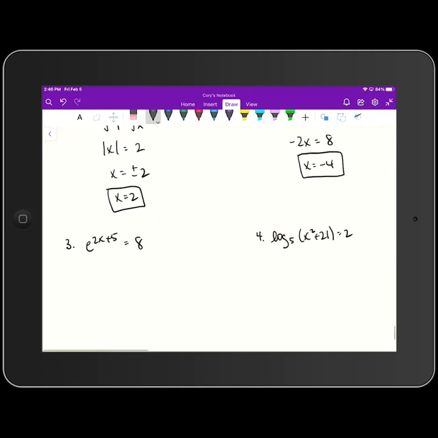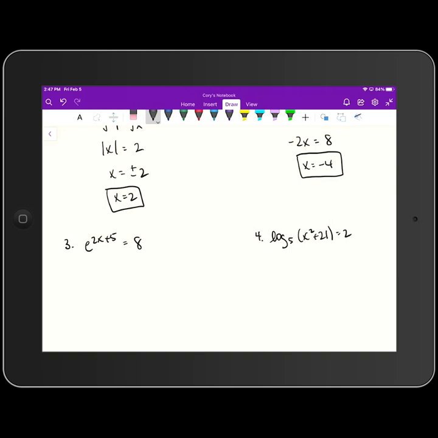Okay, let's take a look at number 3. For 3, we have e raised to the 2x plus 5 power is equal to 8. So we have an exponential equation here. The problem with this exponential equation is we can't get both sides written as an exponent that shares the same base. I don't know how to write, well, I do, you guys don't know how to write yet, you will in the next lesson, how to write 8 as an exponent with base e. And we also can't write e as an exponent with base 8 or base 2. We can't do that.